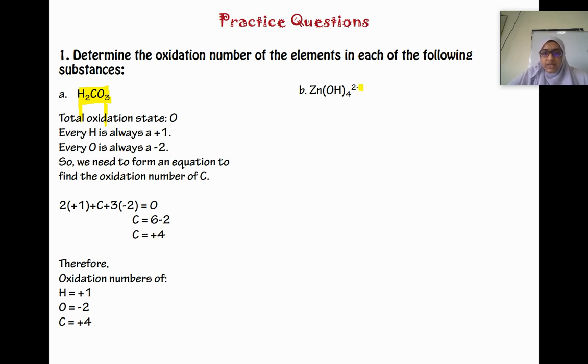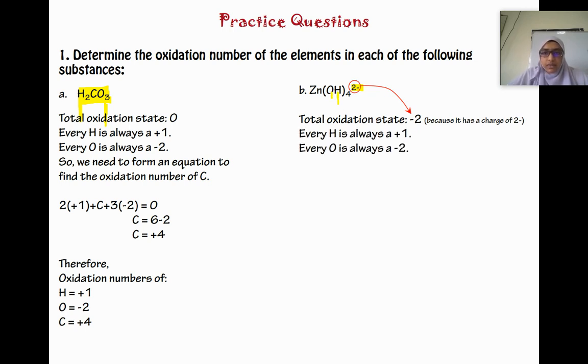Now, second example. Now, you see this one has already a charge. That means the oxidation state is not 0 anymore. Oxidation state is minus 2. Okay. So, the total oxidation state is 2 minus, minus 2. Why? Because it's 2 minus, so the charge, you must bring it over as the total oxidation state. Okay. So, again, the same thing. Hydrogen is a plus 1. Oxygen is a minus 2. We just take it as it is.